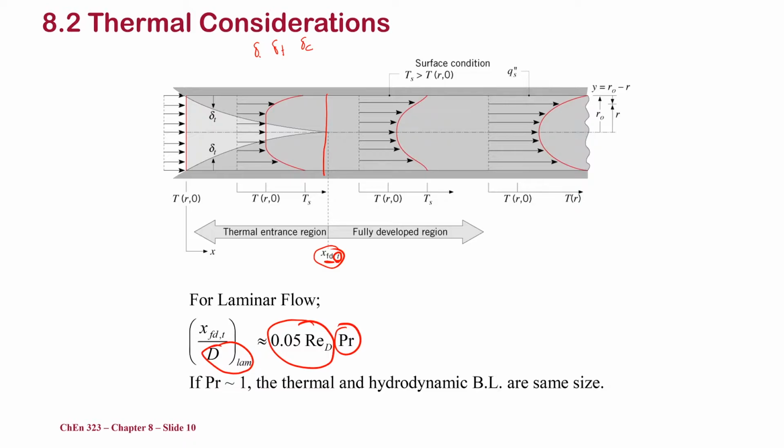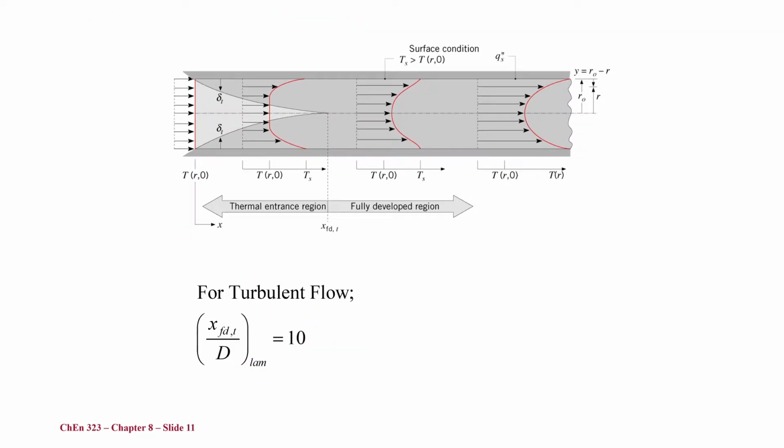So we have a hydrodynamic entrance region and a thermal entrance region. Unless the Prandtl number is 1, they are different from each other. And if you have a turbulent flow, the thermal entrance region is basically 10 times the diameter of the pipe. So this is fairly straightforward.